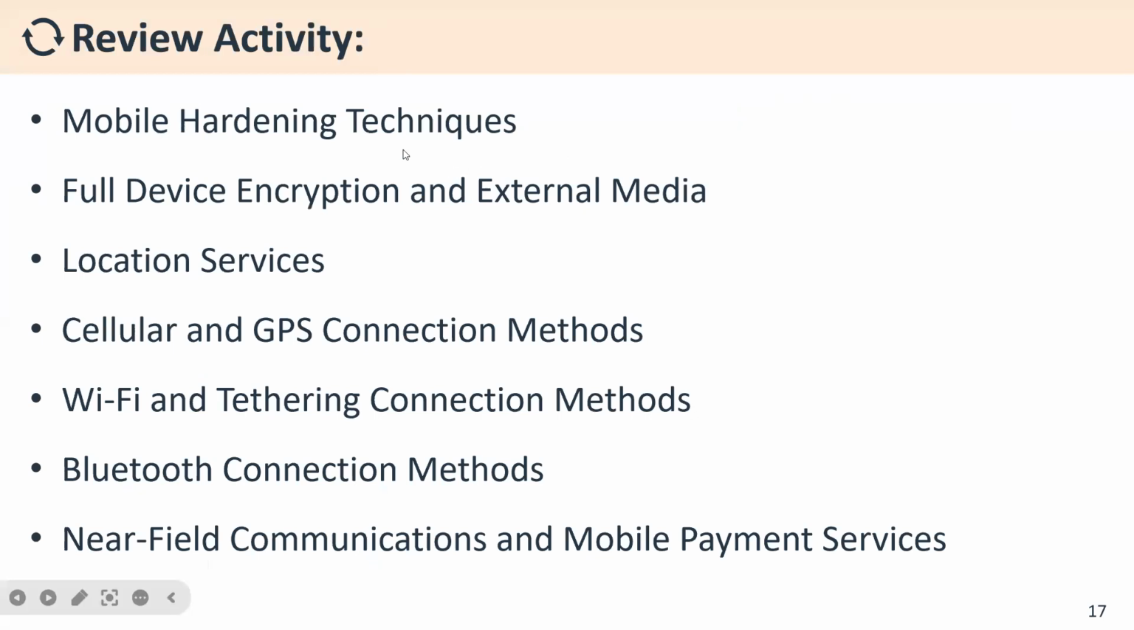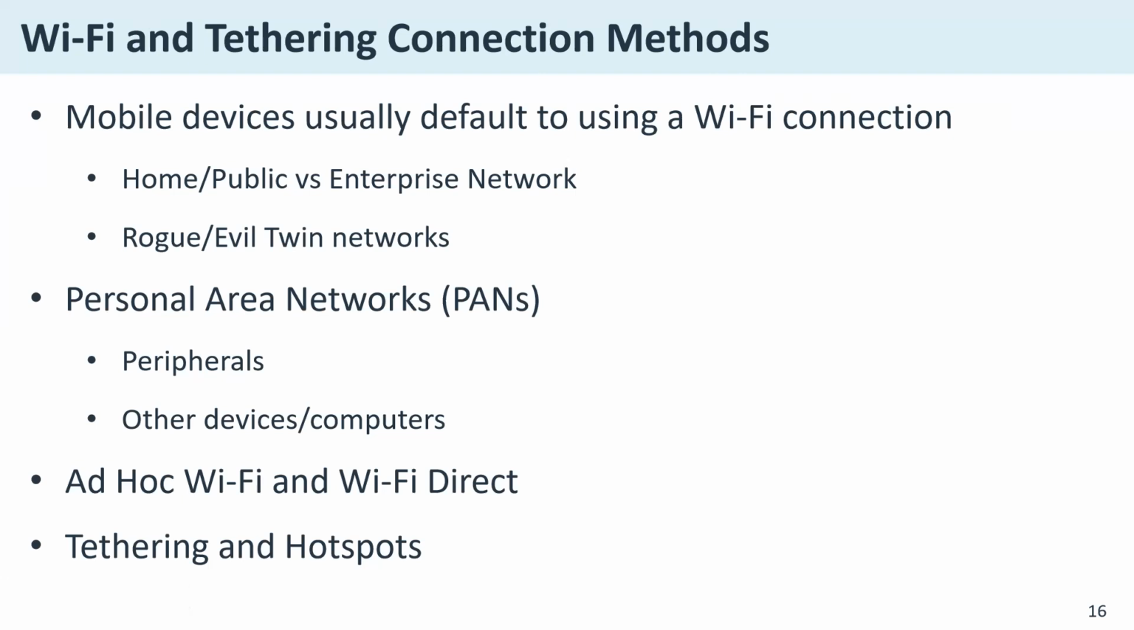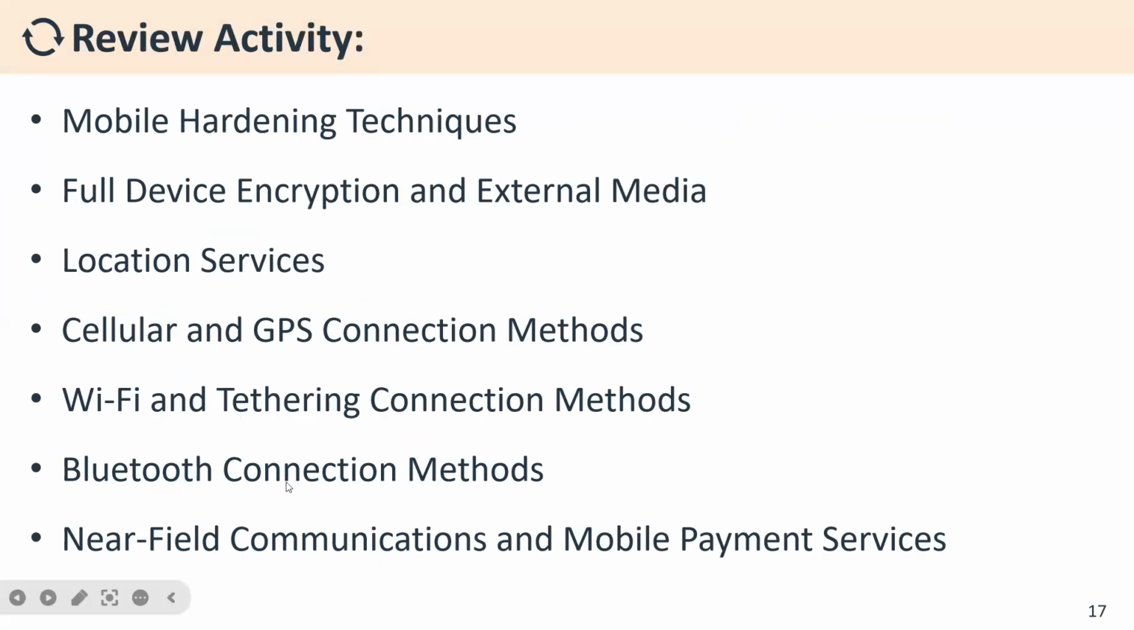So we've looked at mobile hardening, device encryption, location service, cellular and GPS connection methods, Wi-Fi and tethering connection methods, how connection can be done. And I think these two are missing from the slide. It's a long time that I remember, let's say 14 years ago, when the Wi-Fi technology was still 2G networks. Most of the times you could use Bluetooth to connect maybe from phones to PCs and have internet access when dial-up was still very popular.